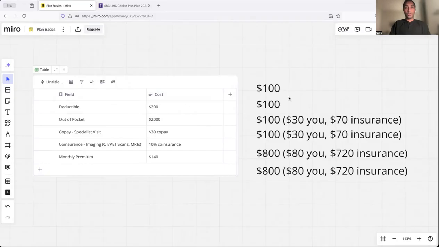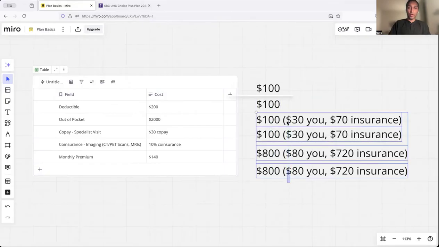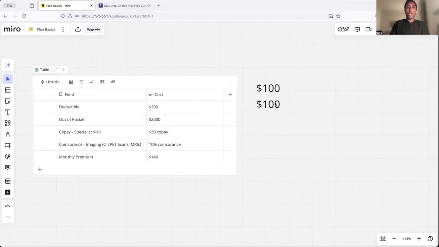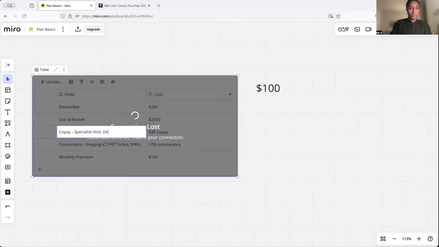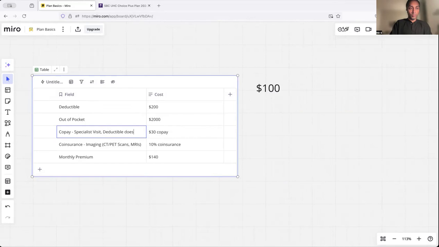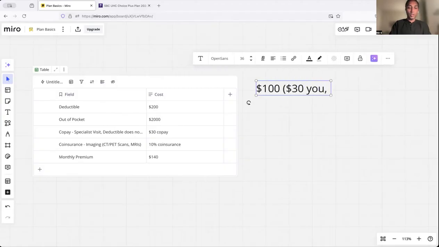rule can be skipped. So going back to a simple example here, we said that if you're going to the dermatologist specialist visit, you would owe the deductible $200. But now we're saying that if the deductible does not apply here, then in your very first appointment, lucky you, you would owe only $30 and the insurance company would owe 70.